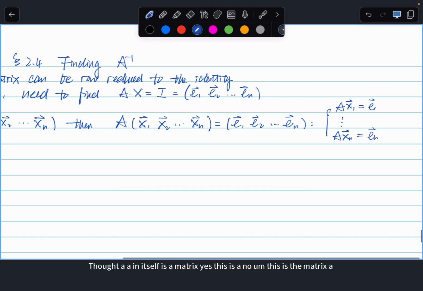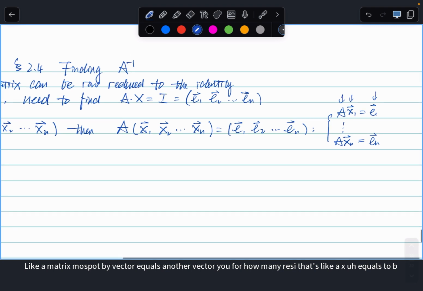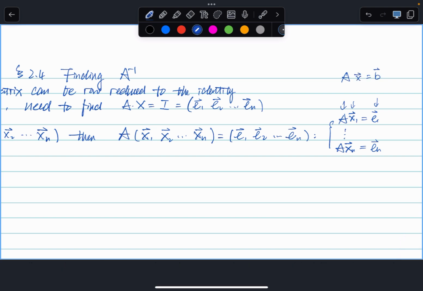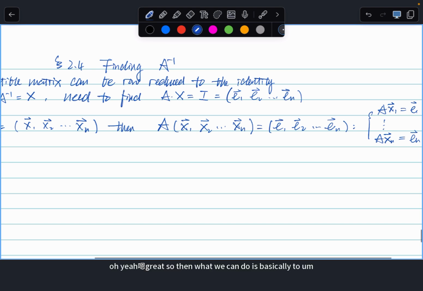But I thought A in itself is a matrix. No? Yes. Oh, so this is row A, row A1. No, this is the matrix A. Yeah, so this is like a matrix multiplied by vector equals another vector. That's like Ax equals b. I kind of forgot that part. Oh, I'll look at it. It's fine. Oh yeah. Okay. Great.